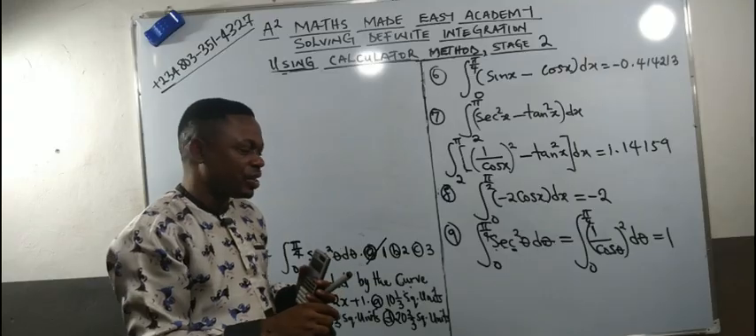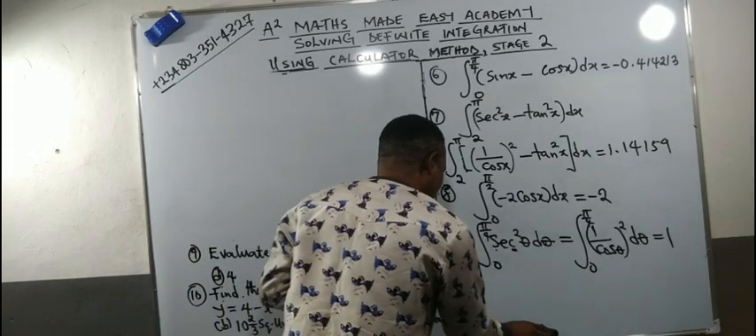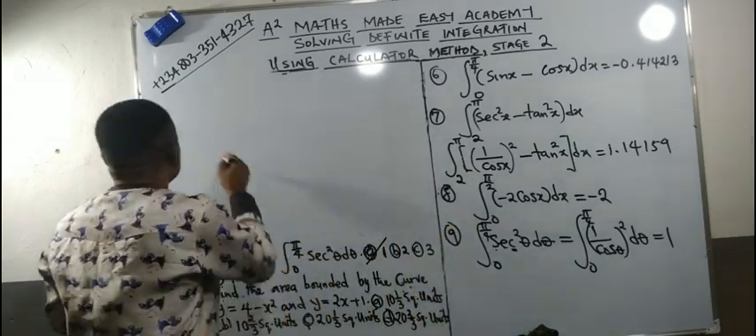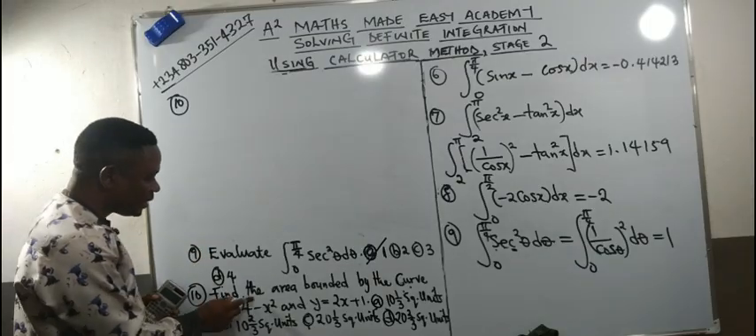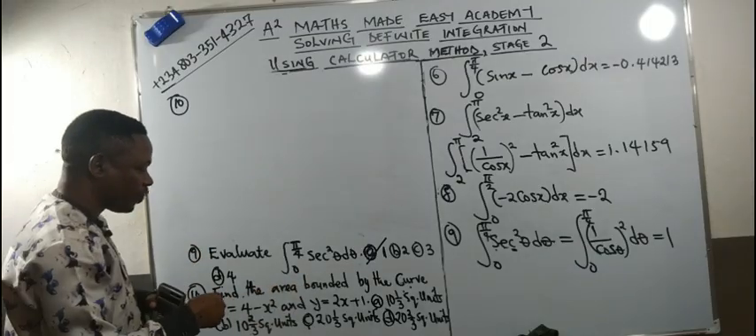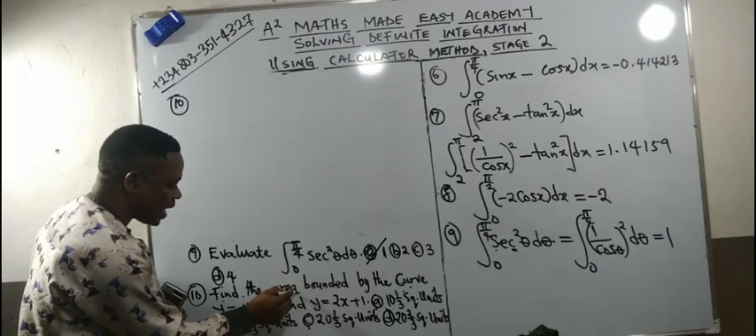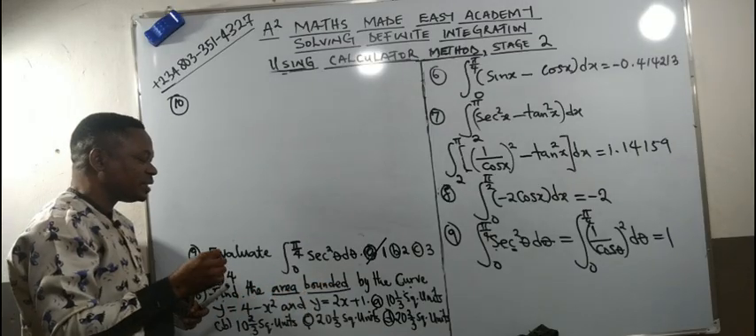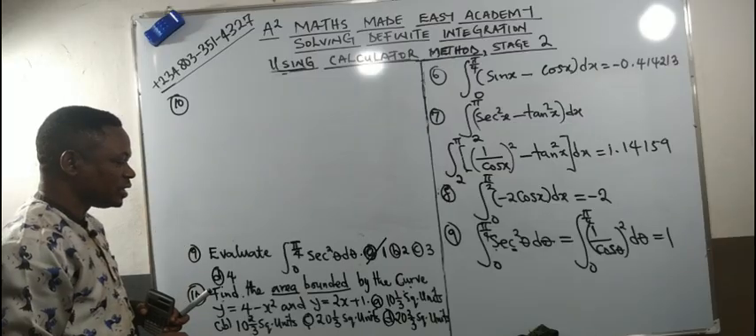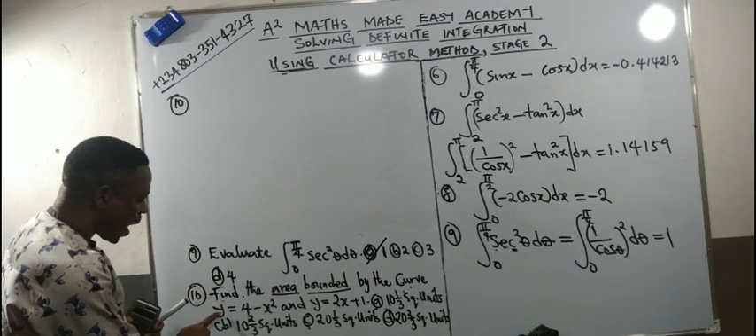Can we progress now? Now look at this. Oh my goodness. The last question, which is question number what? 10. Now the question says, find the area bounded by the curve. Please underline the word area bounded. So area bounded simply means it is what? Definite what? Integration.